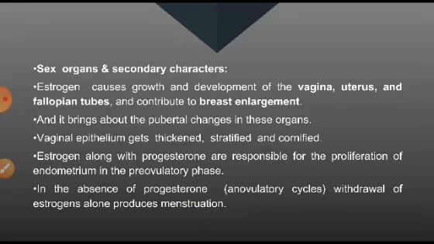Estrogen along with progesterone is responsible for the proliferation of endometrium in the pre-ovulatory phase. You know that in the pre-ovulatory phase, the endometrium has to be thickened, right, and ready to hold the fetus. So the preparation has been done by estrogen. In the absence of progesterone, withdrawal of estrogen alone produces menstruation.